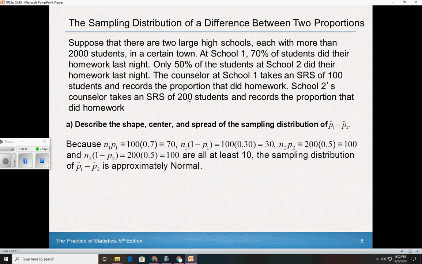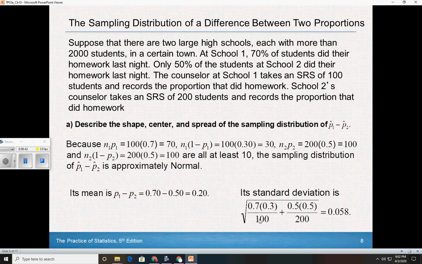In school 2, how many students do we expect to do their homework? Half of them. So that's 100. And how many would not do their homework? Half of them. So that's 100. Both of those are more than 10. So since all of those numbers are bigger than 10, the distribution is approximately normal. The middle will be the true proportion for population 1 minus the proportion for population 2, which is 0.2. And the standard deviation, we'll use this formula. This information came from the first school, and this information came from the second school.